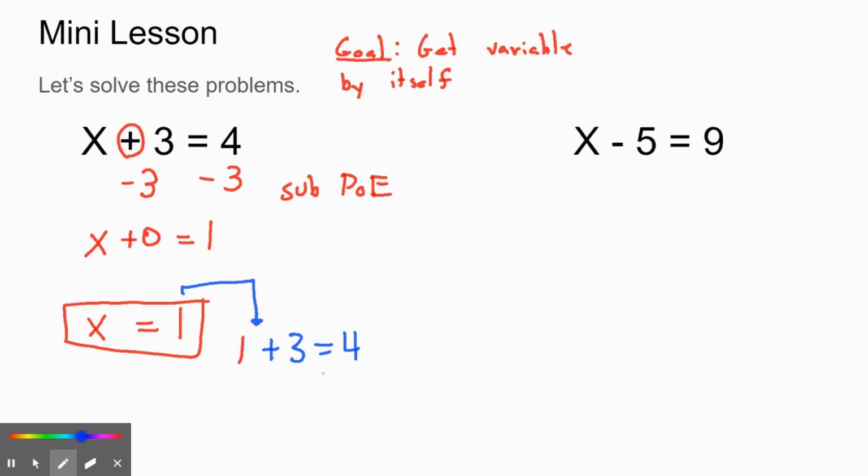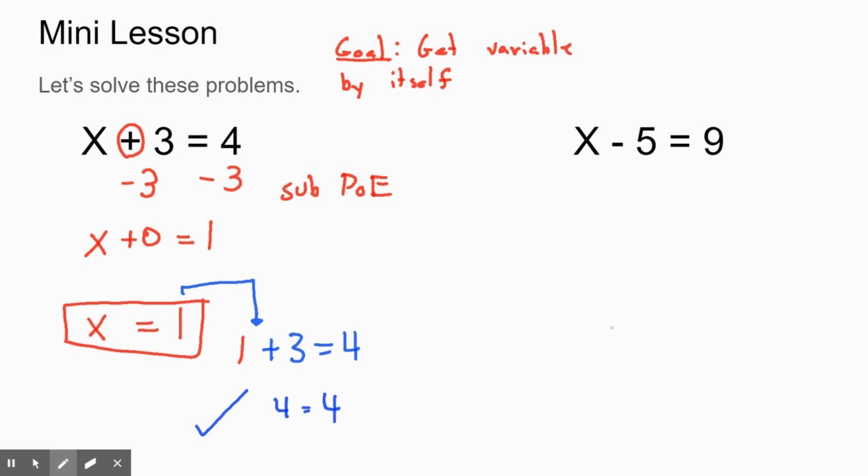Does 1 plus 3 equal 4? Well, 1 plus 3 is 4. And 4 definitely equals 4. So we've checked our work. We know for a fact that x has to be the answer, has to be the solution. Again, you could probably figure that out just by looking at it, but there's a reason that we're doing it this way. On to the second one.